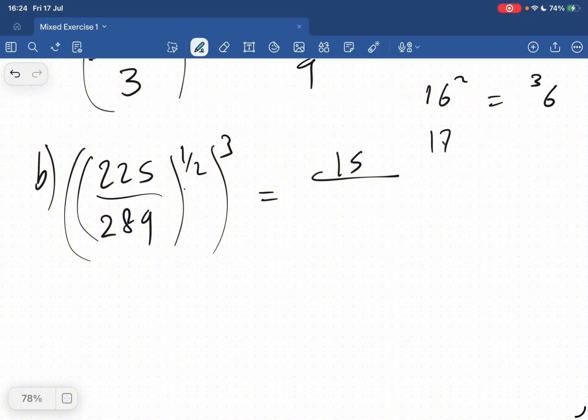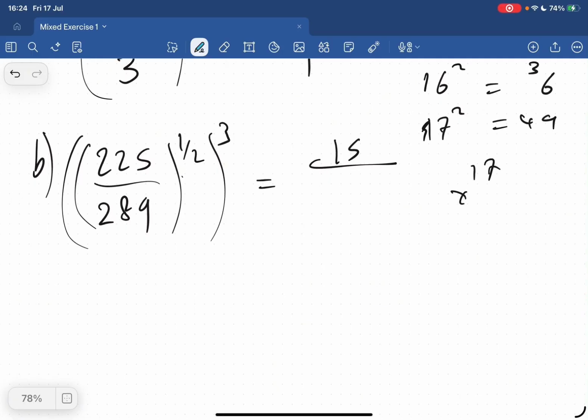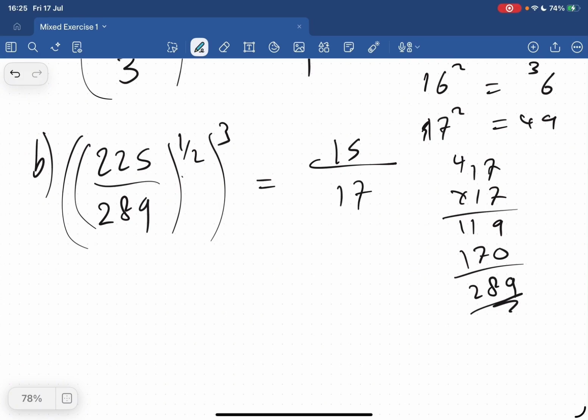Okay, is it 17? Well, 17 squared, 7 squared is 49. Okay, so that is hopeful. So let's check that here. 17 times 17: 9, 4, 11, 0, 7, 1. Okay, 289, exactly. So it's 17 squared, and this is plus or minus. We've got to remember our plus and our minus. Okay, now we cube this.